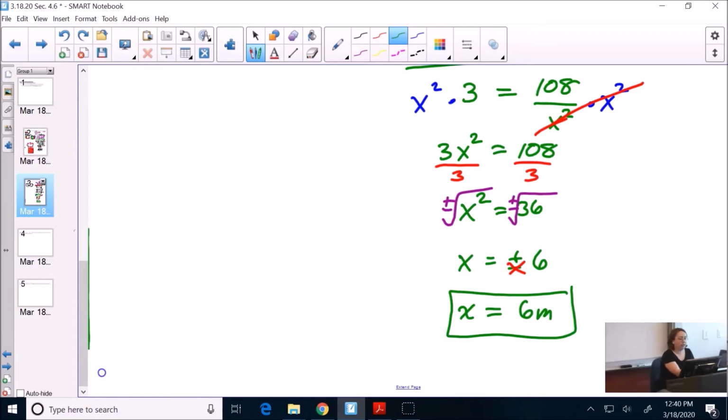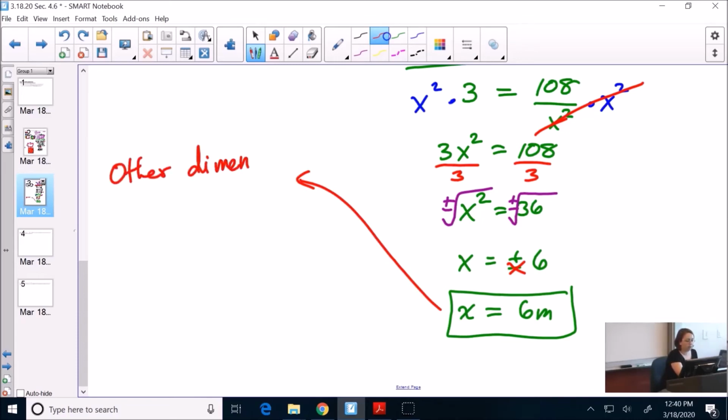The question asked you for the dimensions, so we also need to find the other dimension. So x is one way. The other dimension, based on the way I drew it, was 2y. So the question is, what does 2 times y equal? Well, we've got to find y for that.